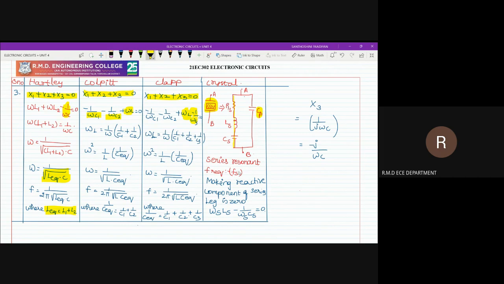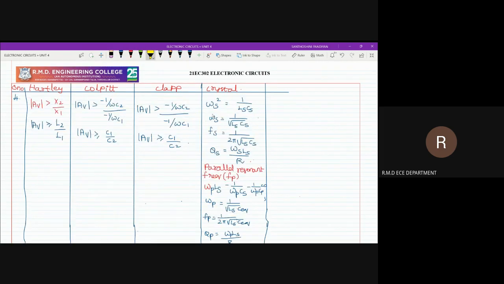For the series resonant frequency, we have to make the reactive component of the series leg 0. In the series leg we have three members, but we only have to make the reactive component 0. The reactive component means the inductor and the capacitor. So omega s Ls minus 1 by omega s Cs will be equal to 0. Then we get omega s equal to 1 by root of Ls into Cs. Immediately I write it in terms of fs. Then the job is to find the quality factor of the series resonant crystal. Omega L by R is a common formula. It is a series component, so it will be omega s Ls by Rs.